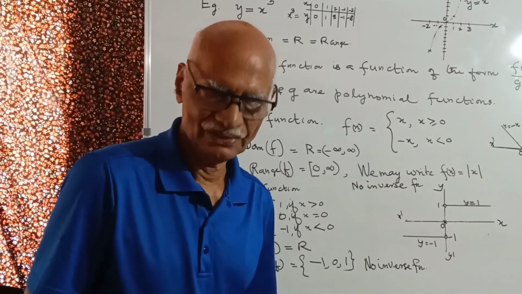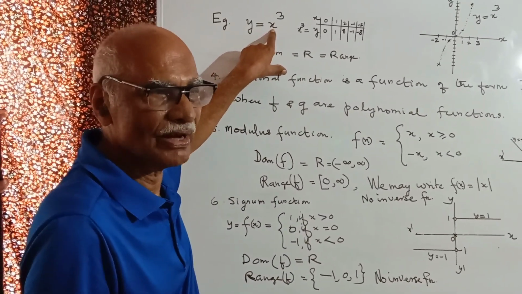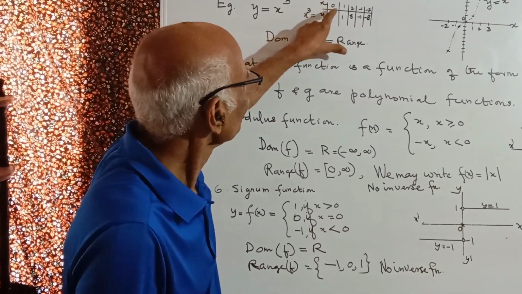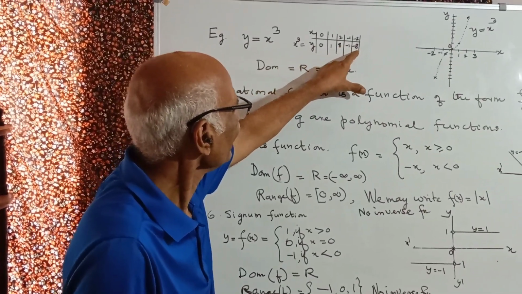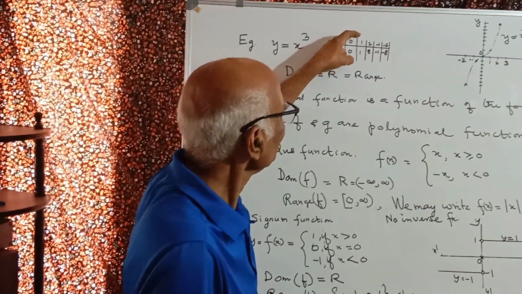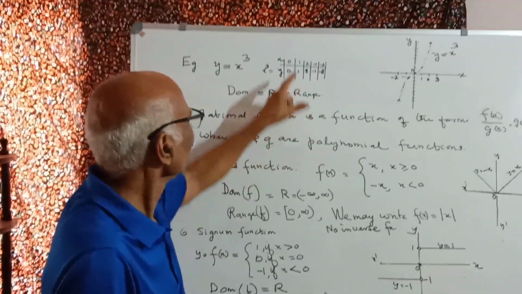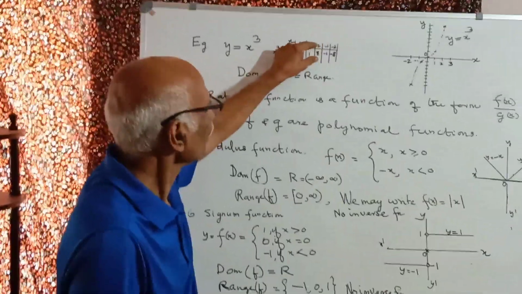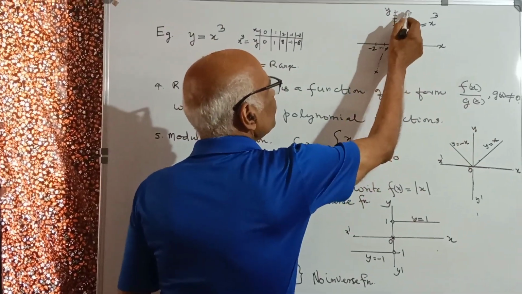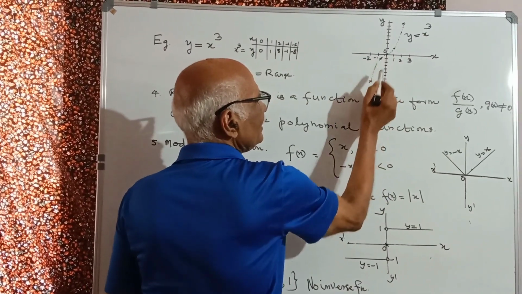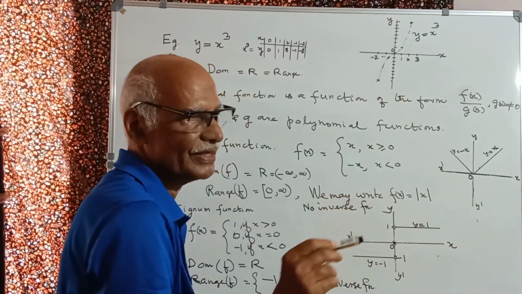We consider more examples. y equals x cubed. To draw the graph, we have to take points. x values 0, 1, 2, minus 1, minus 2. y values 0, 1, 8, minus 1, minus 8, because the cube of 0, 1 cubed, 2 cubed, minus 1 the whole cubed, minus 2 the whole cubed. You plot these points (0, 0), (1, 1), (2, 8), and so on. You can see (0, 0) is here, (1, 1) is here, (2, 8) is here, minus 1 is here, (minus 2, minus 8). You see the graph is coming. So that is the graph of y equals x cubed.